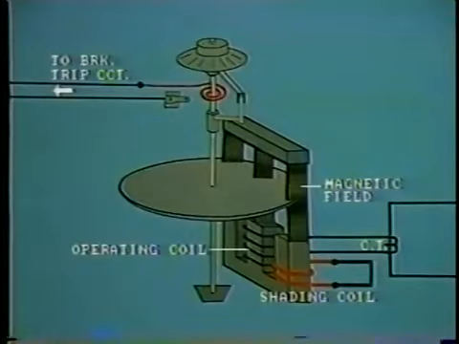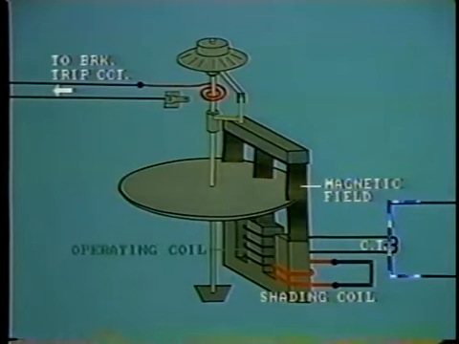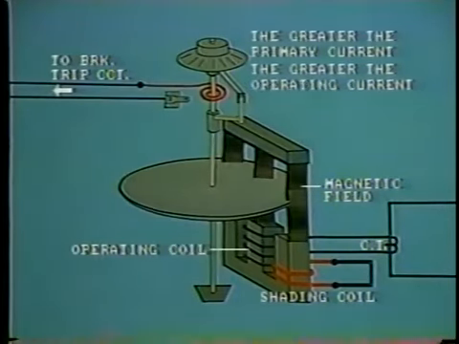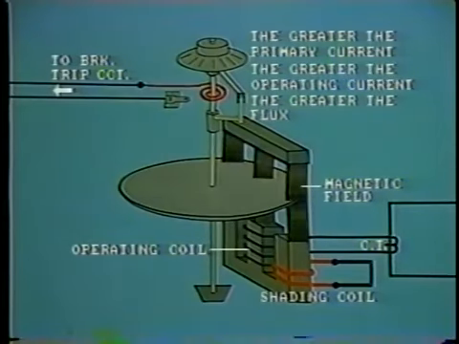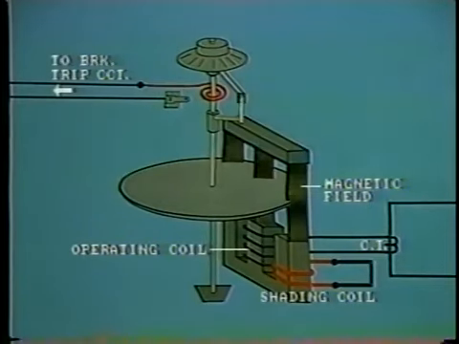Remember, the magnitude of current in the operating coil is proportional to the primary current along the feeder, which we are protecting. So the greater the primary current, the greater will be the operating current, the greater the flux, and in turn, the faster the disc will rotate. You can see here, as the disc rotates, it carries with it the relay operating contact, and this eventually is brought up against the fixed contact, so closing the tripping circuit.